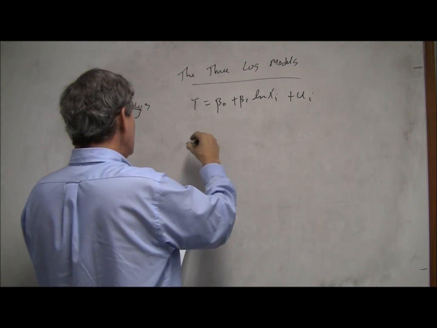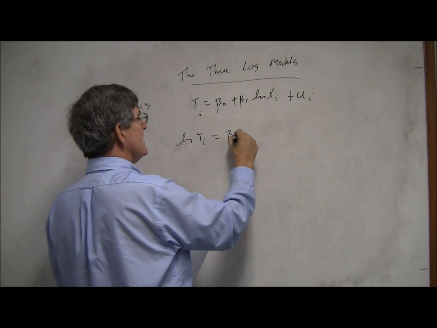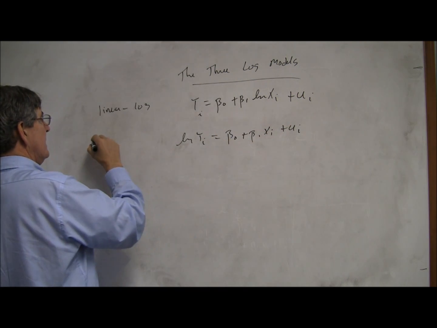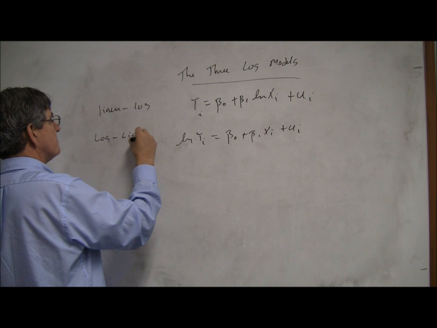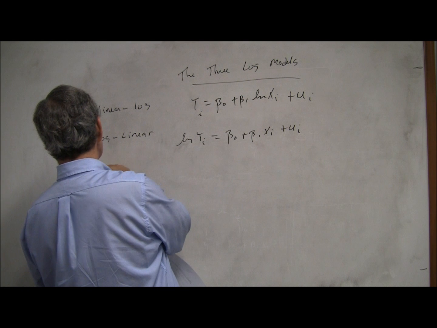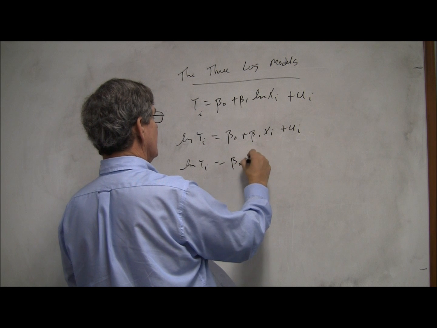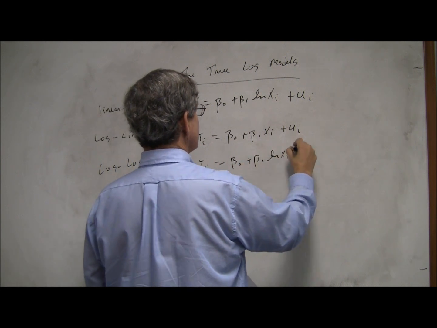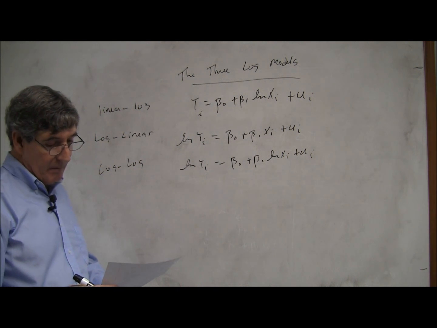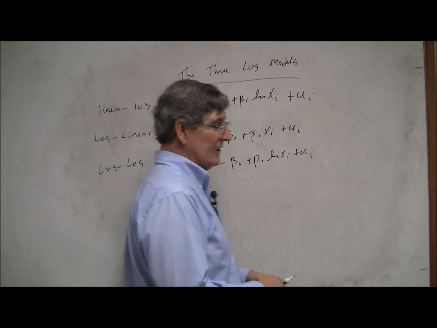Linear here, log there. You could also have the log of yi is beta 0 plus beta 1 xi plus ui. This would be log linear. That would be a log linear model. And the last case is log log. Log yi is beta 0 plus beta 1 log xi plus ui. So let's look at each of these 3 models and talk a little bit about what their properties are. So we'll start with the linear log model.